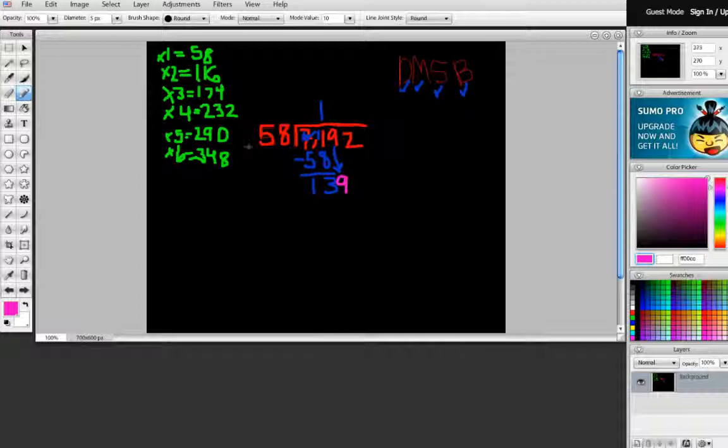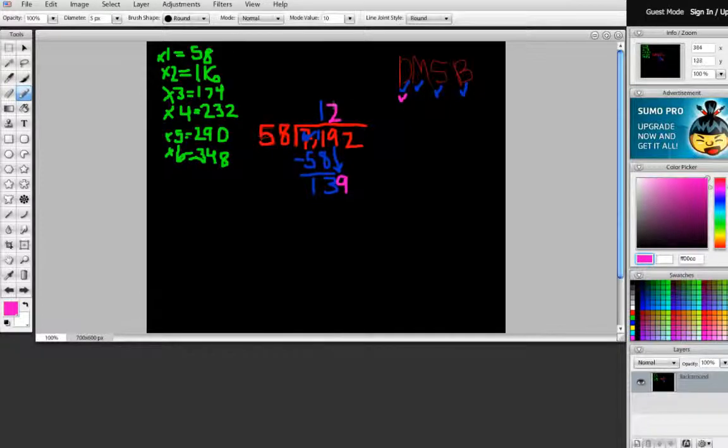All right, now I'm going to start all over again, looking at my DMSB. How many times does 58 go into 139? Well, it's easy because I've done the work. That's why I want you to do these factors over here. So 58 goes into 139, can't go 3 times because 174 is bigger than 139. So it can go 2 times. So I'm going to put my 2 over here. I just divided. Check it off.